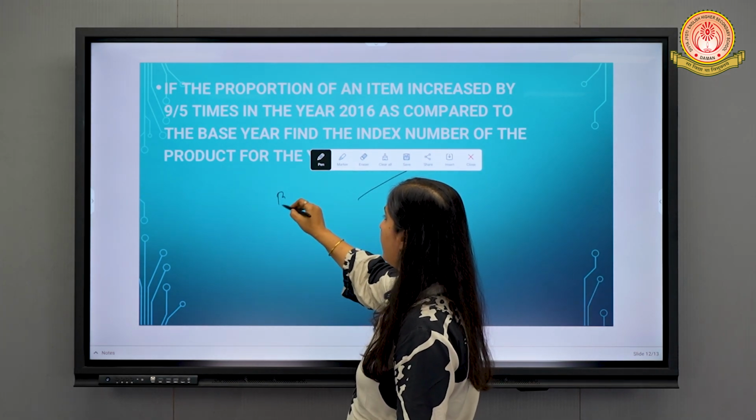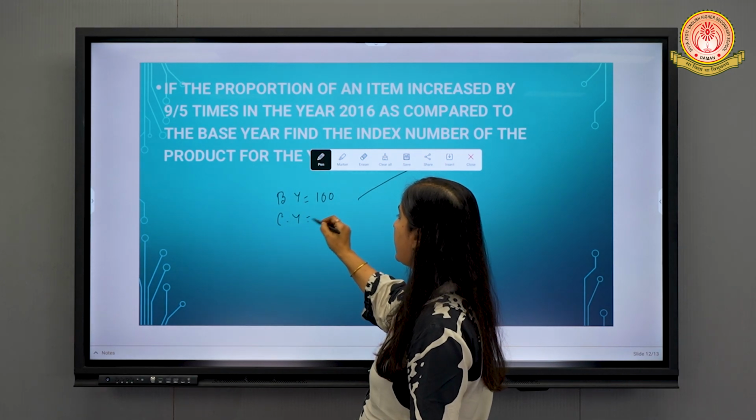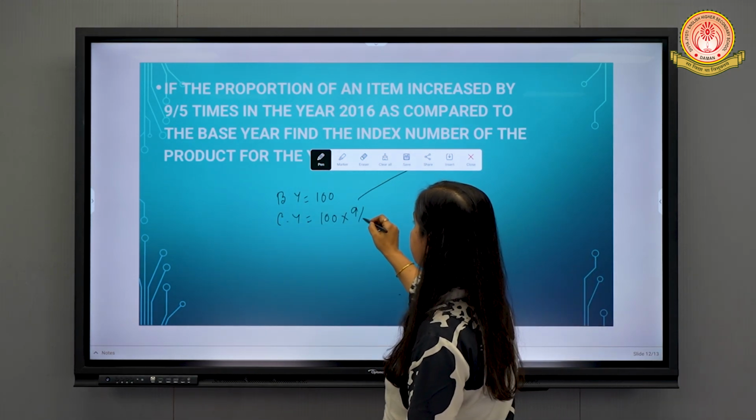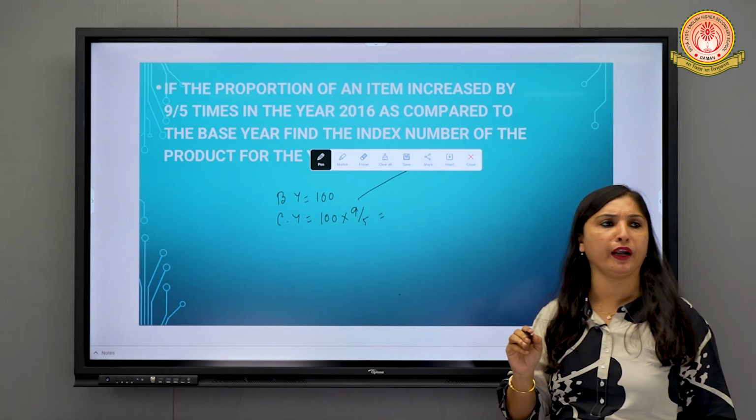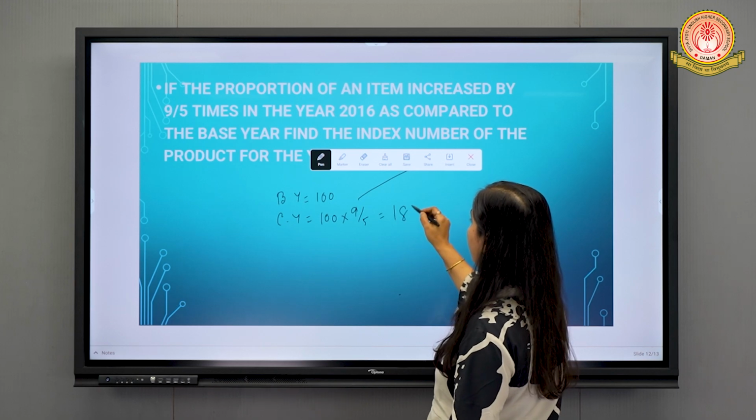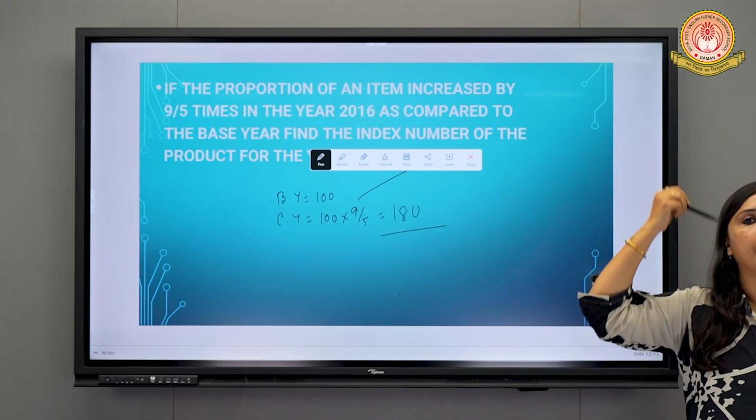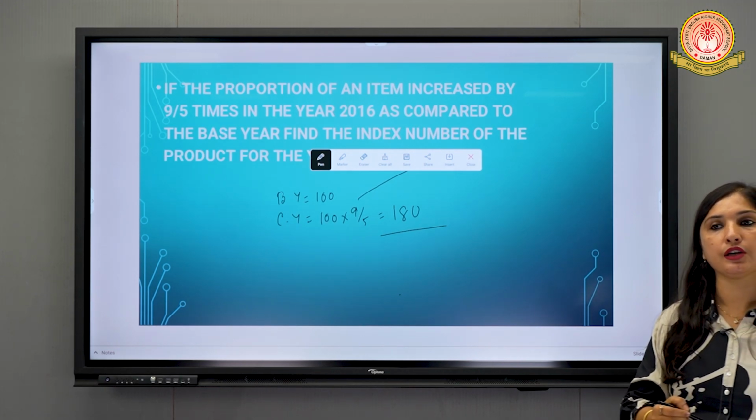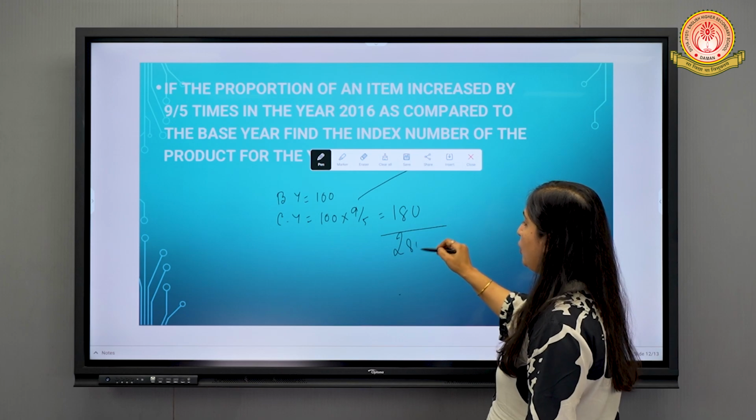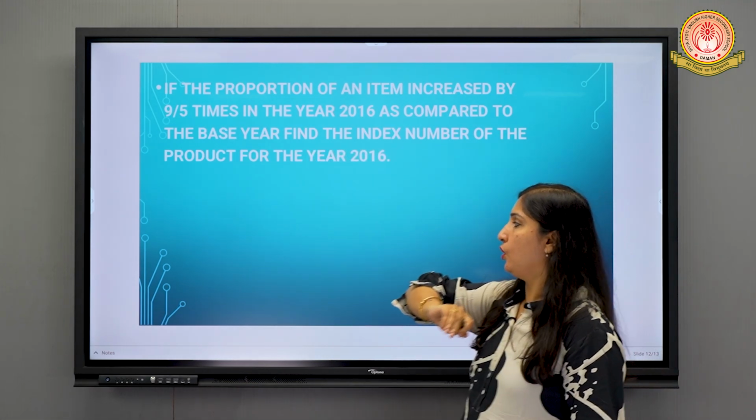What will be the base year? Yes, the base year will be 100, and the current year production has increased how many times? 9 by 5 times compared to the base year. So 100 into 9 by 5 will be 180. We have to find the total production. Total production will be base year production plus the current year production, that is 100 plus 180, that is 280. The total production will be 280.